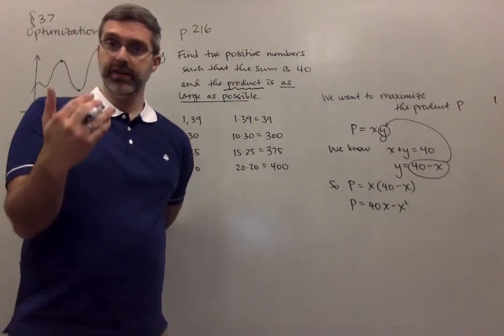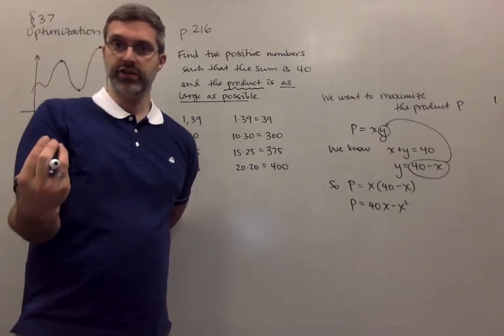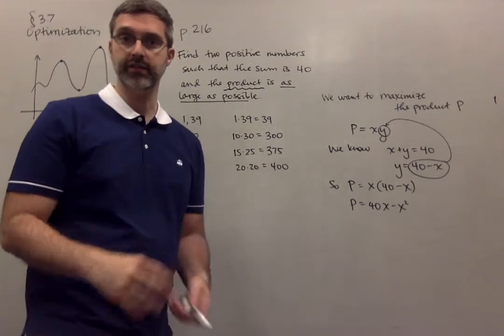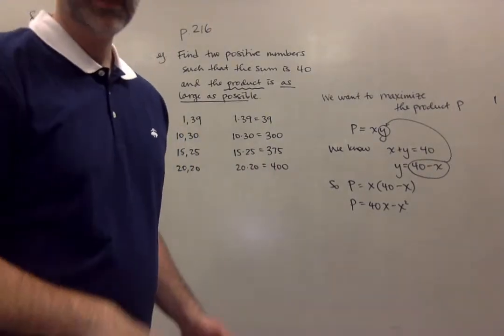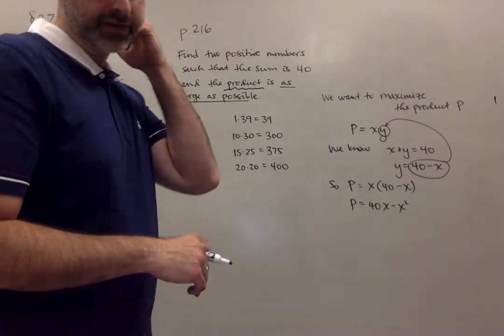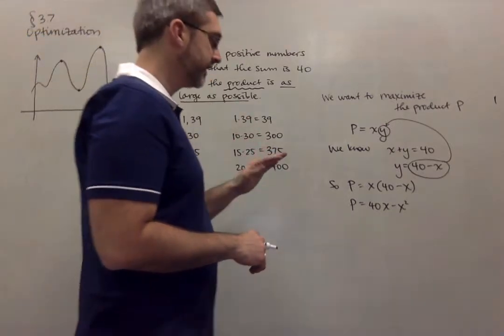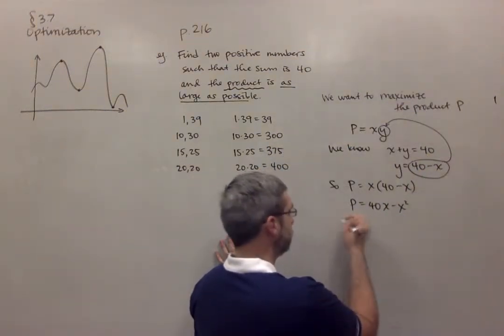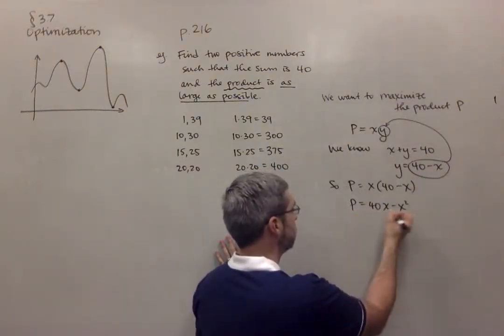Now I have the product as a function of x. And when you give me a function of one variable, I can find the max or the min using calculus, using the techniques that we've had up to this point. The way that we do that is now we're going to maximize or minimize the formula. So we're going to take the derivative. Typically for finding maxes and mins, we take the derivative.